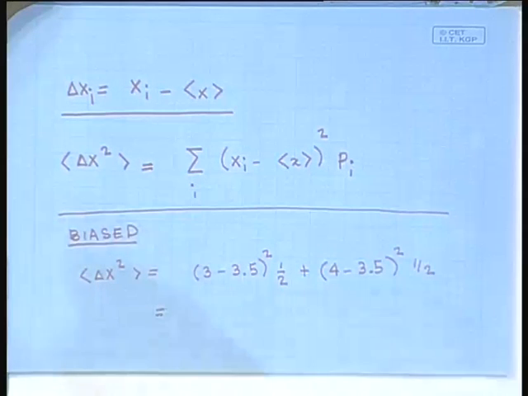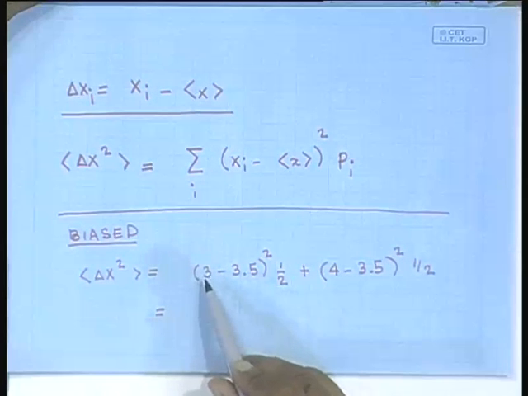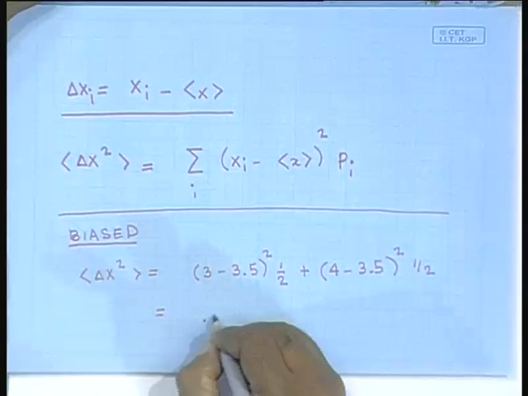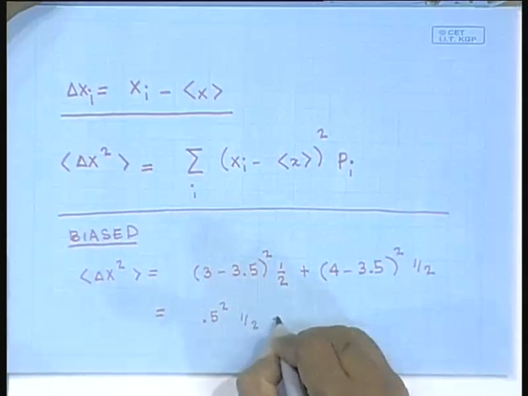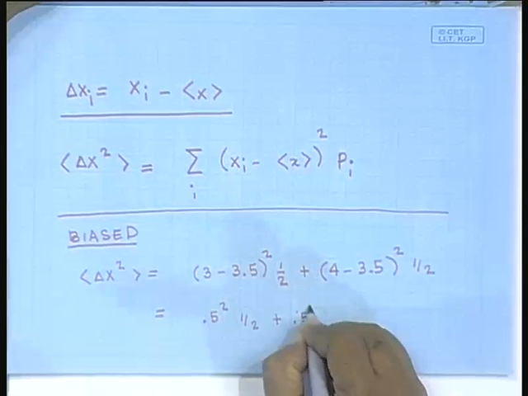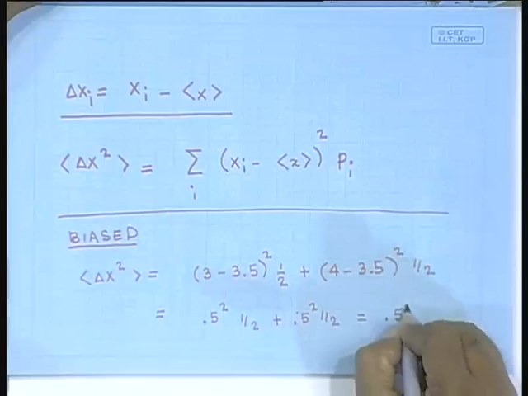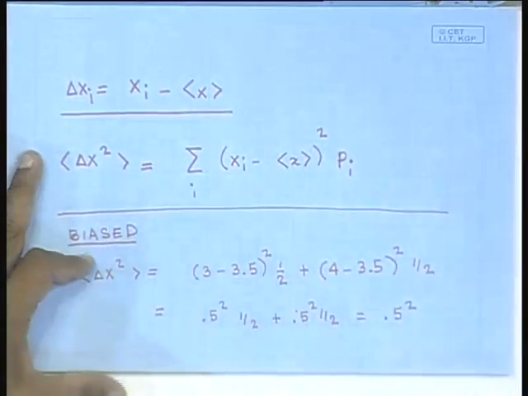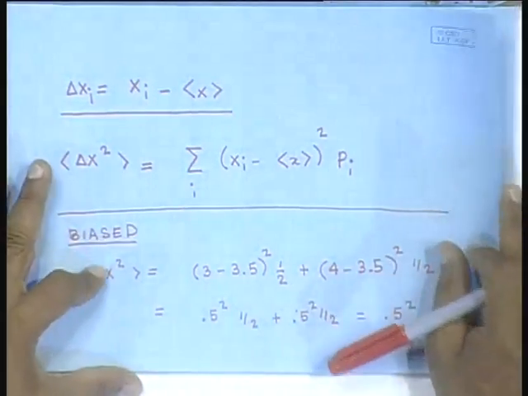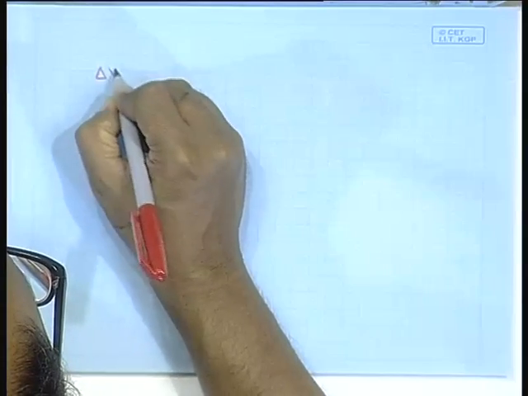So, this we can write as half. These are exactly the same. This is 0.5 squared by 2 plus 0.5 squared by 2, which gives me 0.5 squared. So, this is what is referred to as the variance, or the mean square deviation, for a biased dice.